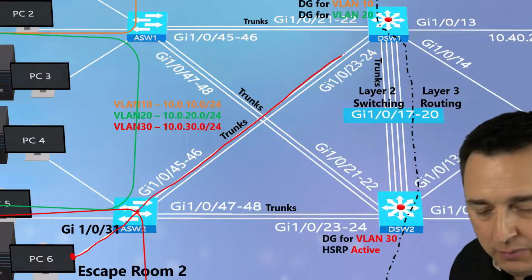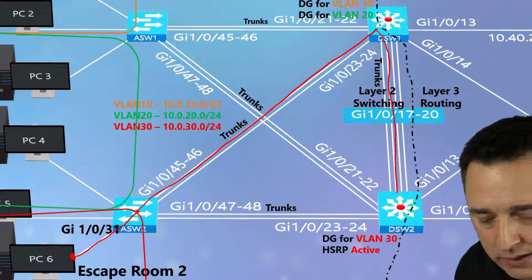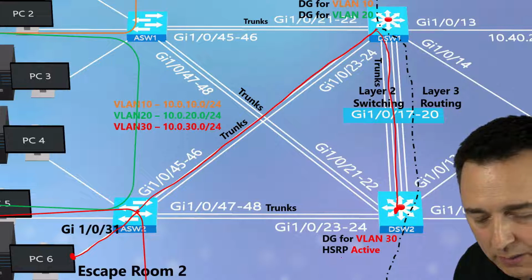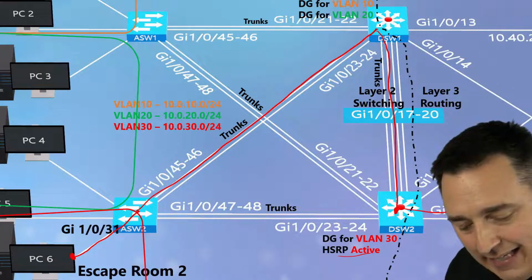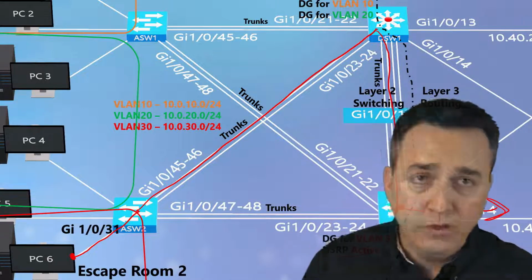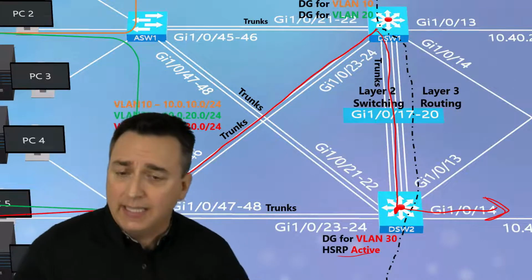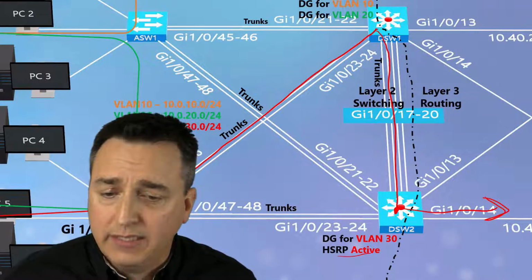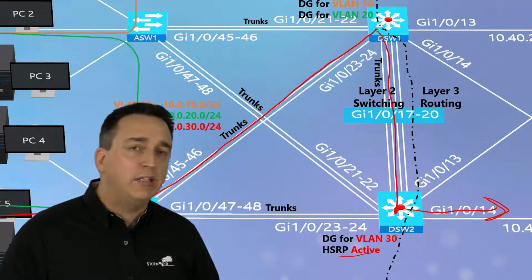It goes to DSW1. DSW1 then sends it across the trunks to DSW2 because DSW2 is the default gateway. It's the active forwarder. And then it gets sent out to the internet. So the question here is, is this okay? Is this acceptable? Is this really acceptable? The answer to that is no.